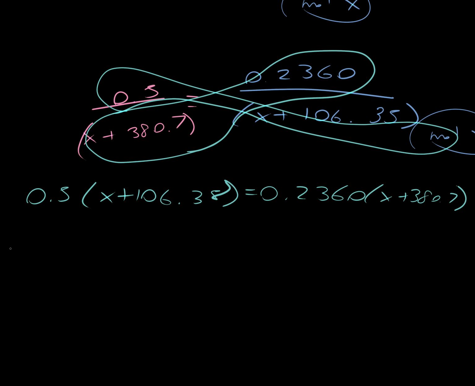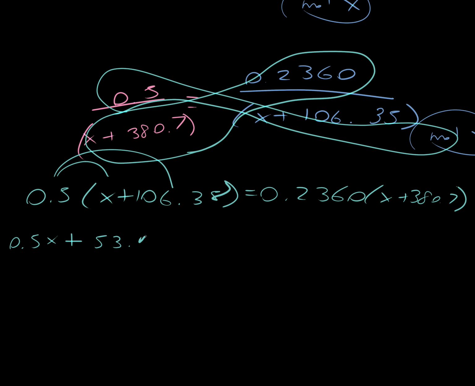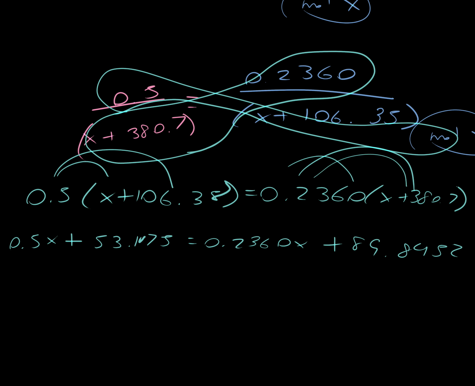Once we multiply that out, we're going to get 0.5x. We're going to use the distributive property. And if you get half of that, it's actually going to be equal to 53.175. Again, the distributive property, 0.2360x. And we're going to add that to 89.8452. That's what happens when you multiply this by this.